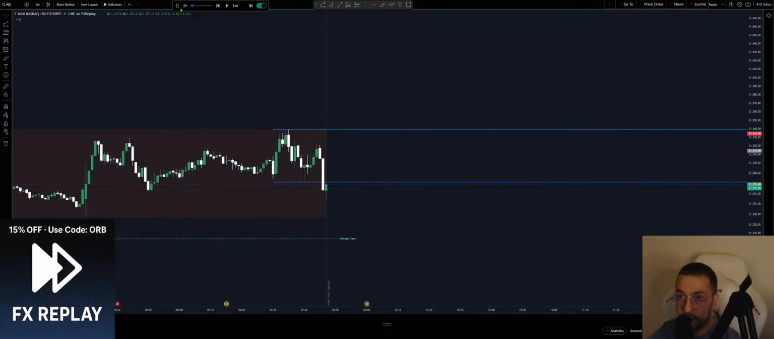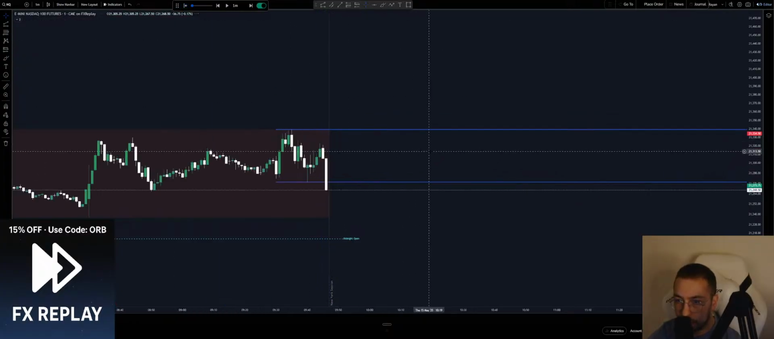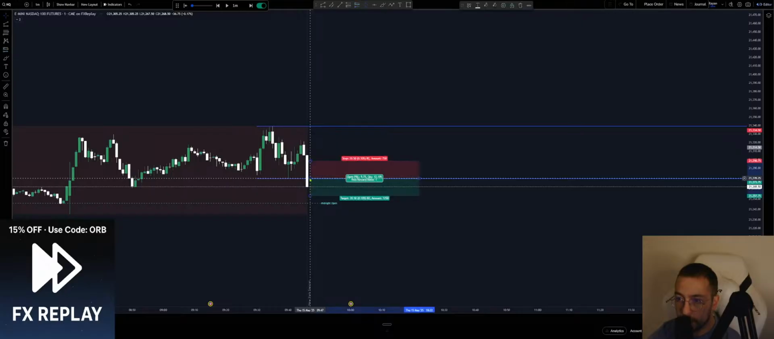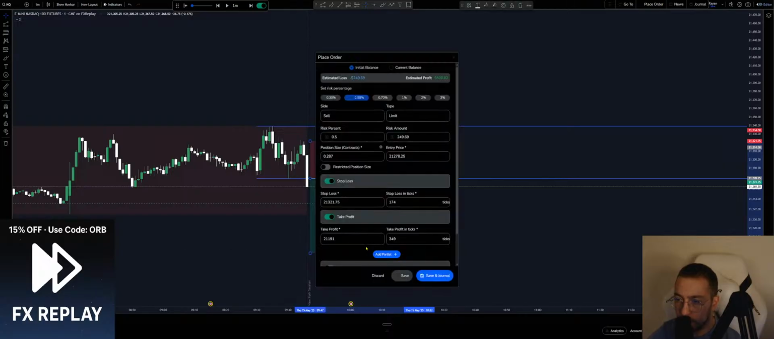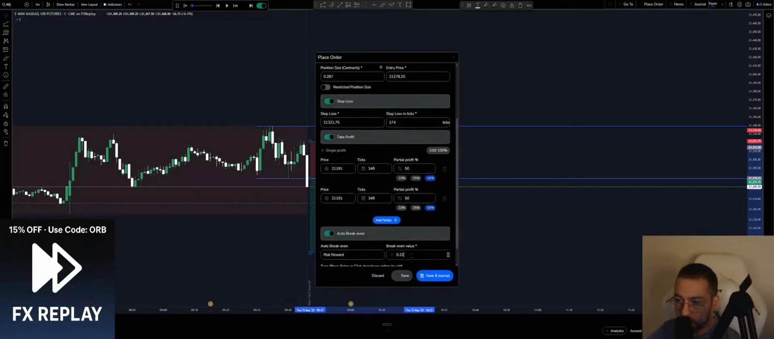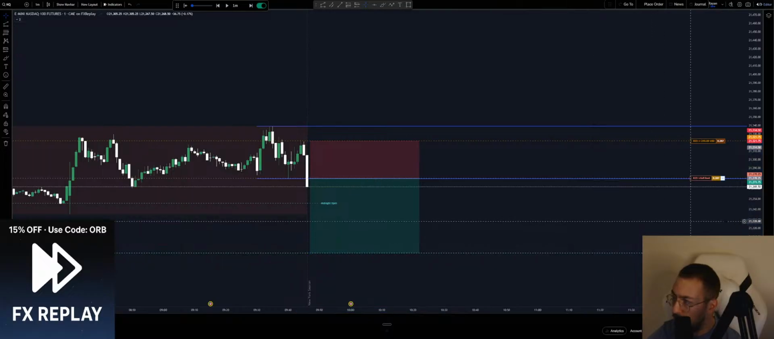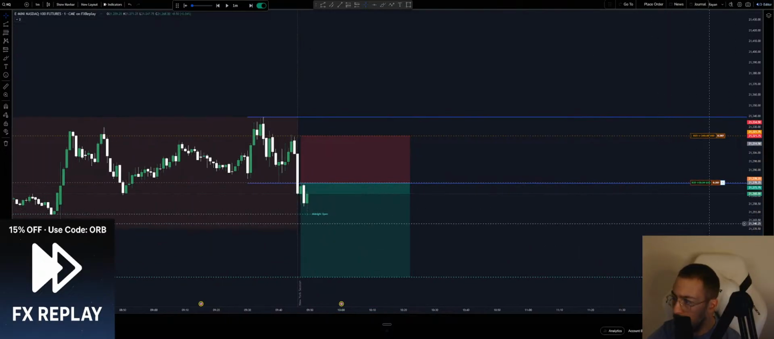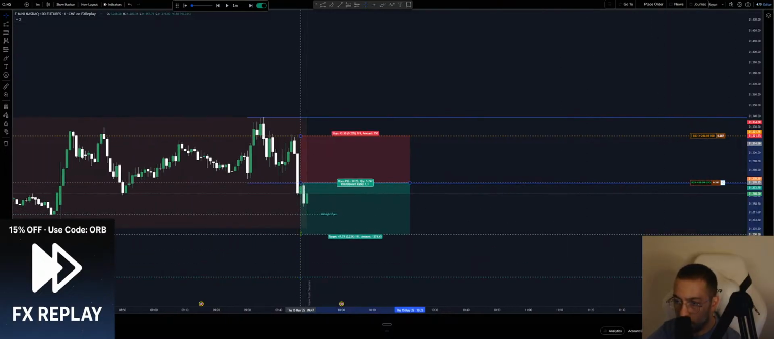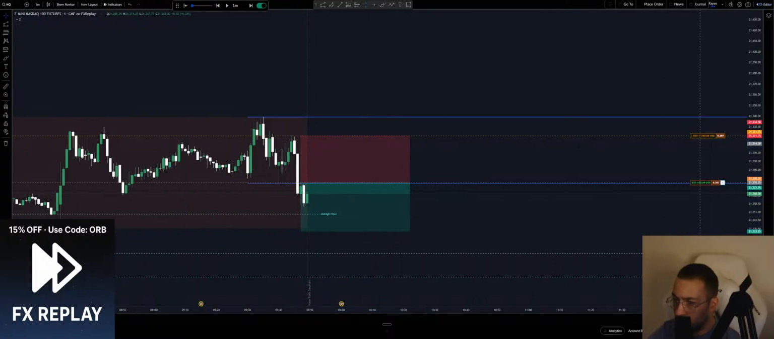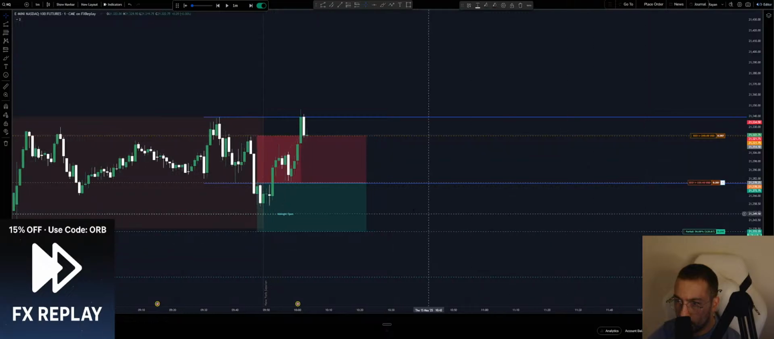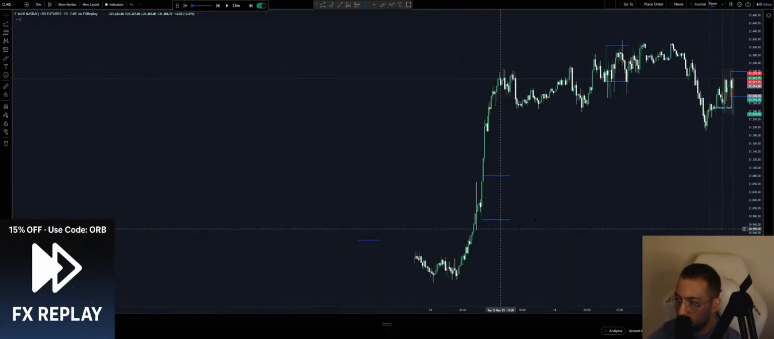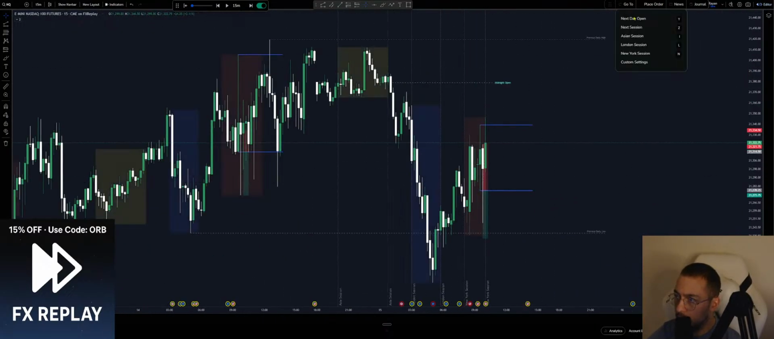That's 946, so that's our entry actually. That's 946, limit order. Your stop is here. Risk to reward 2 to 1. And that's a stop. It got stopped. Go to the next day.